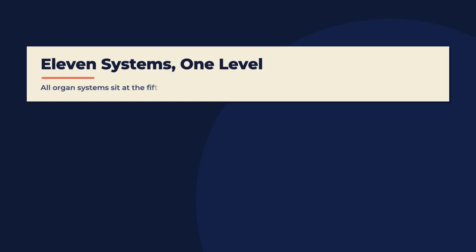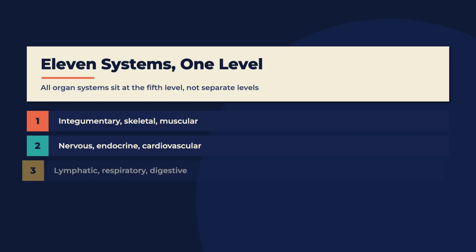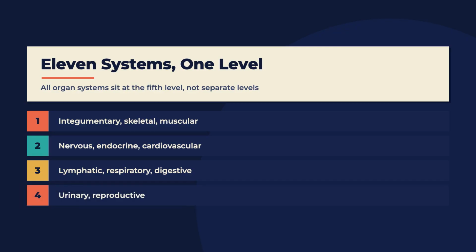A common mix-up swaps 2 counts. There are 6 levels of organization, but 11 organ systems, including integumentary, skeletal, muscular, nervous, endocrine, cardiovascular, lymphatic, respiratory, digestive, urinary, and reproductive. All 11 are simply examples of the 5th level, with the organism as the level above them.